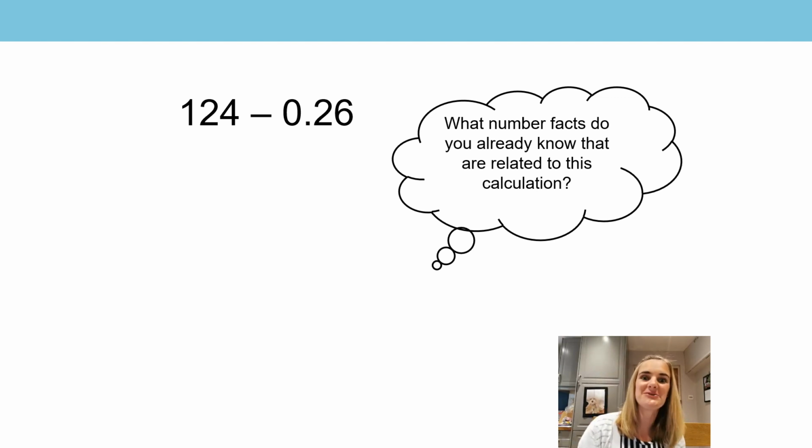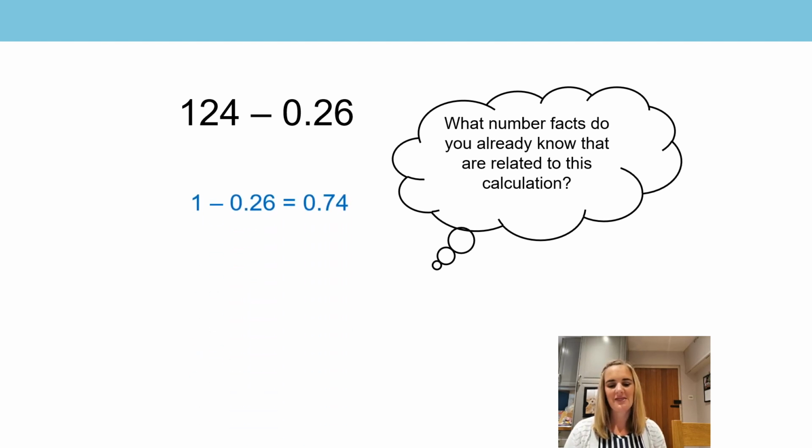Hopefully you've had time to do that. Okay, I'm hoping that 0.26 really jumped out at you, because on the previous slide in our fluency, we had this calculation: 1 subtract 0.26 equals 0.74. Some of you will have noticed that, and some of you will have been half asleep and not remembered. But if you rewind the video, I promise you it's there. Anyway, this known fact is going to help us with this calculation.